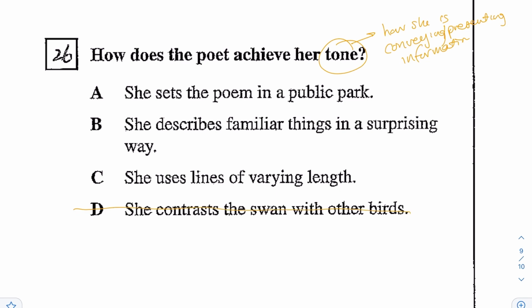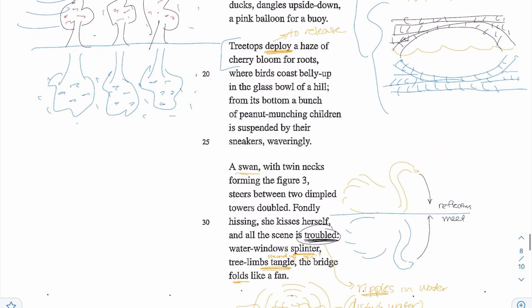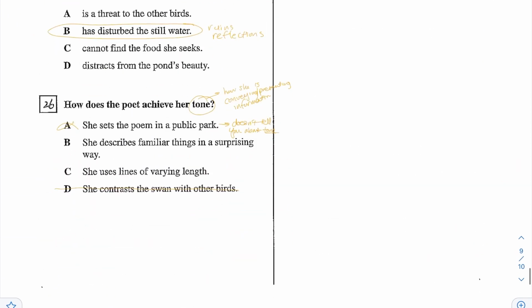Her tone's like the overall thing. She does set the poem in a park, but this doesn't tell you about the tone. So that's not it. That's just about the setting. And she uses lines of varying lengths. So again, here, some of them are longer, some of them are shorter, but it's not, again, her tone. Her tone is choice B.